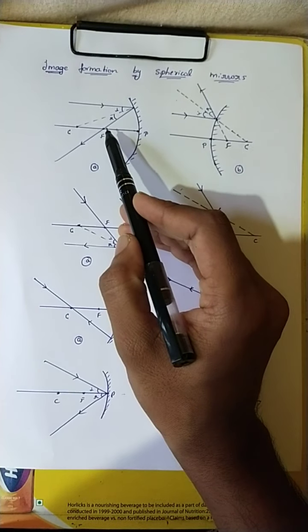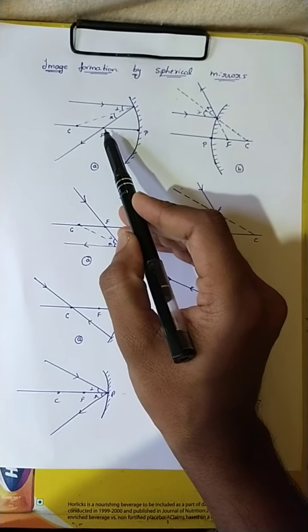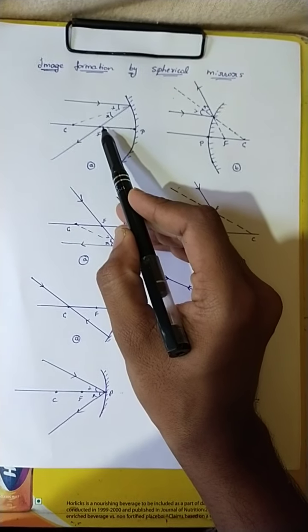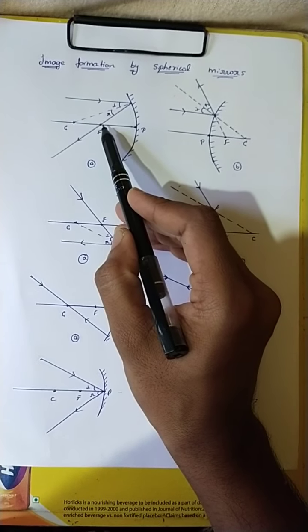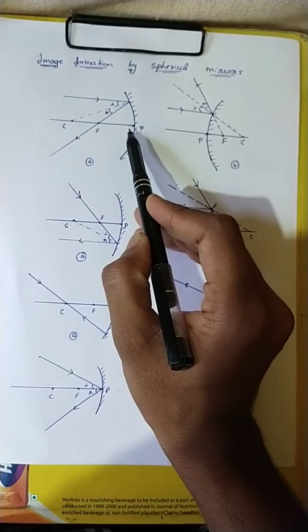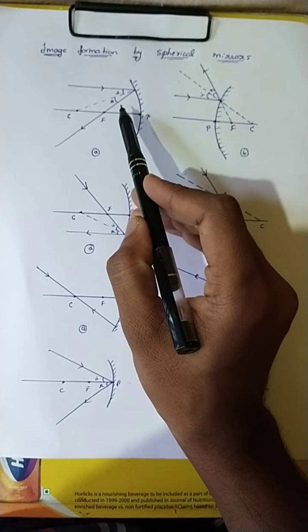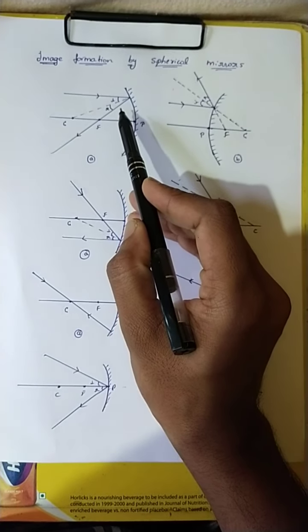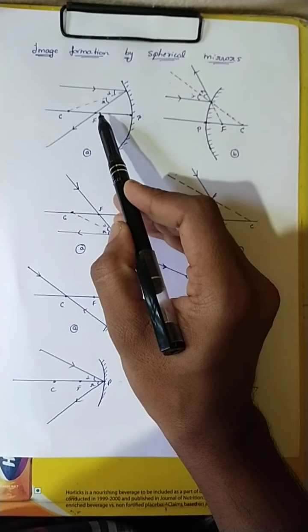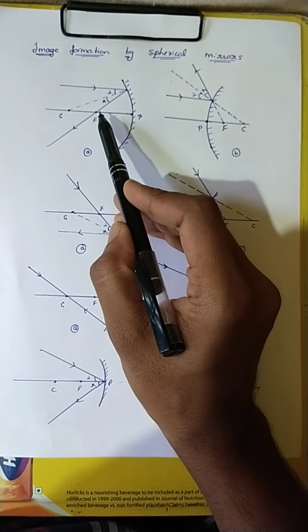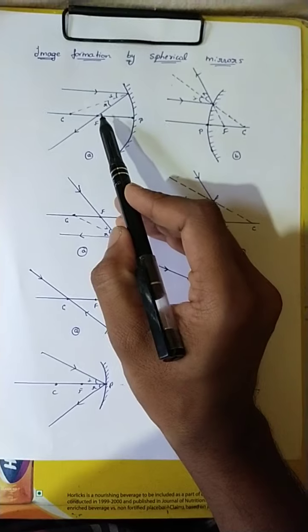Which is the principal focus point? The principal focus point is this one. The principal focus is in between the center of curvature and the pole point. The reflected ray passes through the principal focus. That is in the case of the concave mirror.